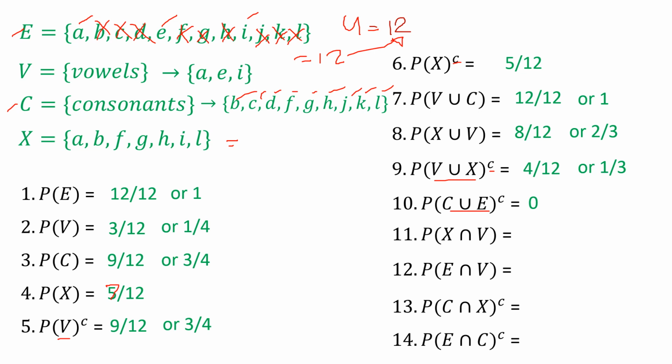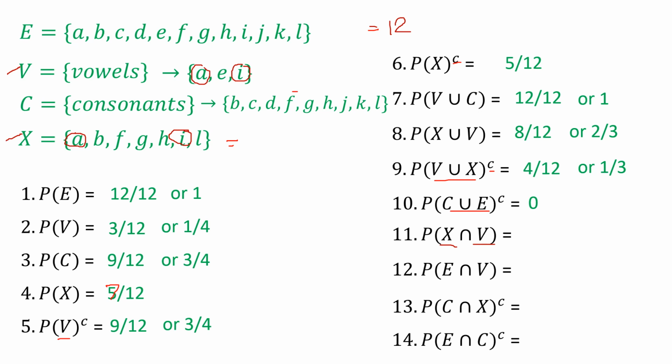Next, number 11. Probability of X intersection V. So, where is our X? There it is. Our X and V is the one that we are going to deal with now. For intersection, we are going to count off only the common elements between set X and set V. On our X and V, the common elements are only A and I. No more, no less. So, there are 2. The answer is 2 over 12, or in simplest form, 1 over 6.